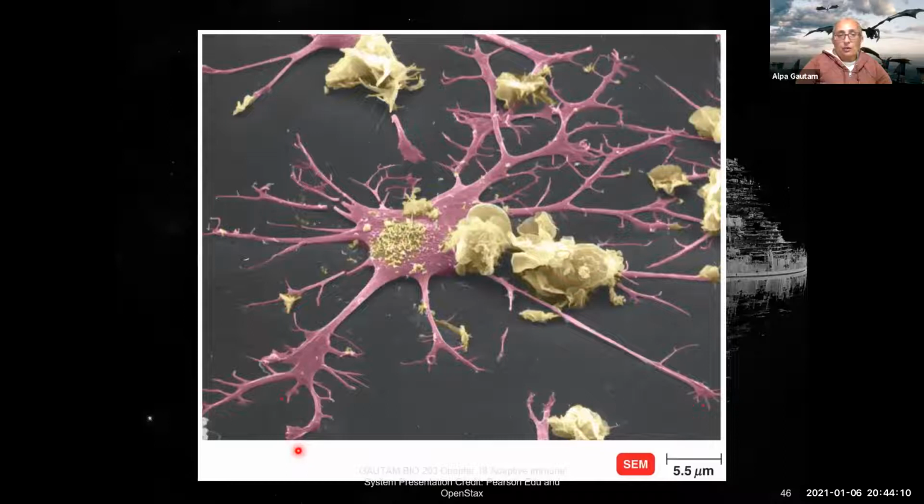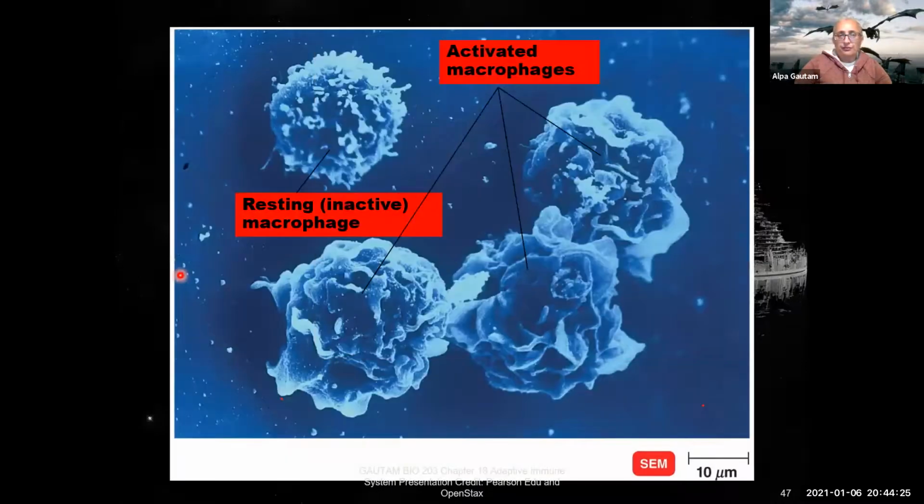This is a great picture showing this. These are T cells interacting with parts of this pathogen that you see here. This is an inactive macrophage, and this is an activated macrophage. You can see these foldings that are present now. That's how you know that this is an activated macrophage.